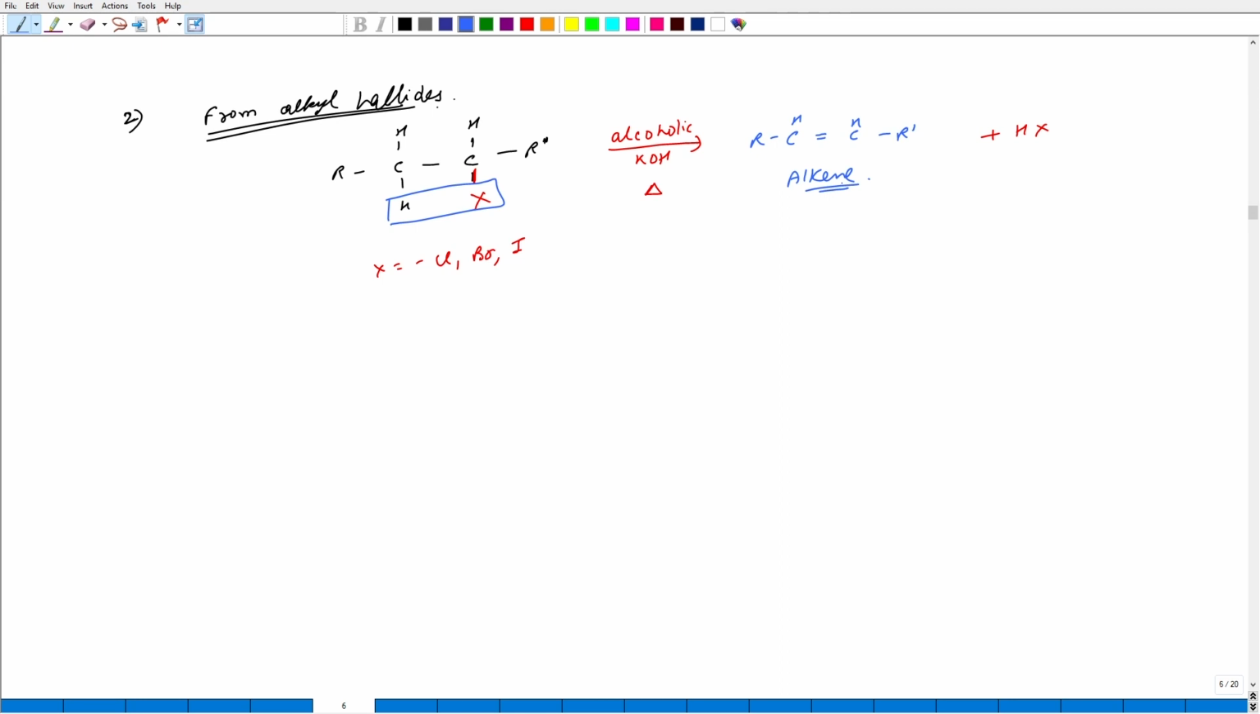The reactivity order for this reaction is governed by 2 or 3 steps. Those 2 or 3 steps are the governing steps for the reactivity order.